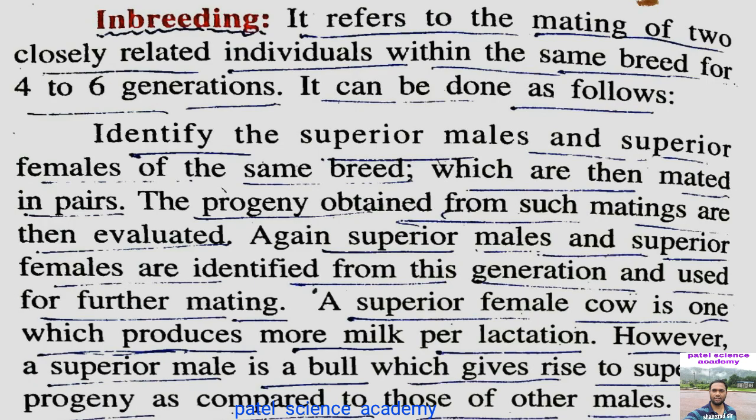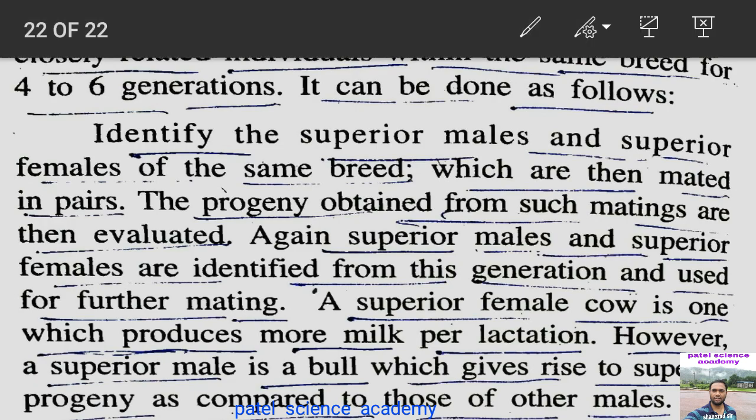Let's see inbreeding. Inbreeding refers to the mating of two closely related individuals. There will be mating between two closely related individuals within the same breed for 4 to 6 generations. Inbreeding means the breeding or mating between two closely related individuals of the same breed for up to 4 to 6 generations.